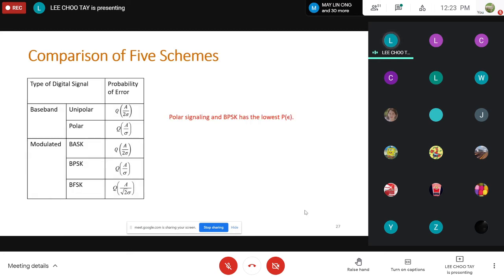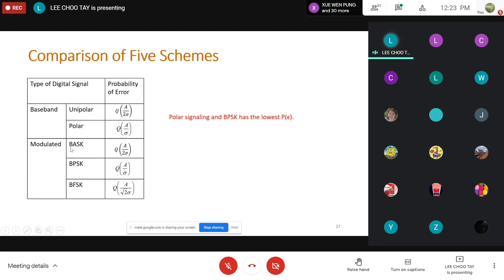Okay, so that's for the BFSK. This slide compares the 3 modulation schemes with the baseband signaling. We only look at 2 types of baseband signaling, which are unipolar and polar. For unipolar, the probability of error is Q of A over 2 sigma, and polar signaling gives us a probability of error of Q of A over sigma.